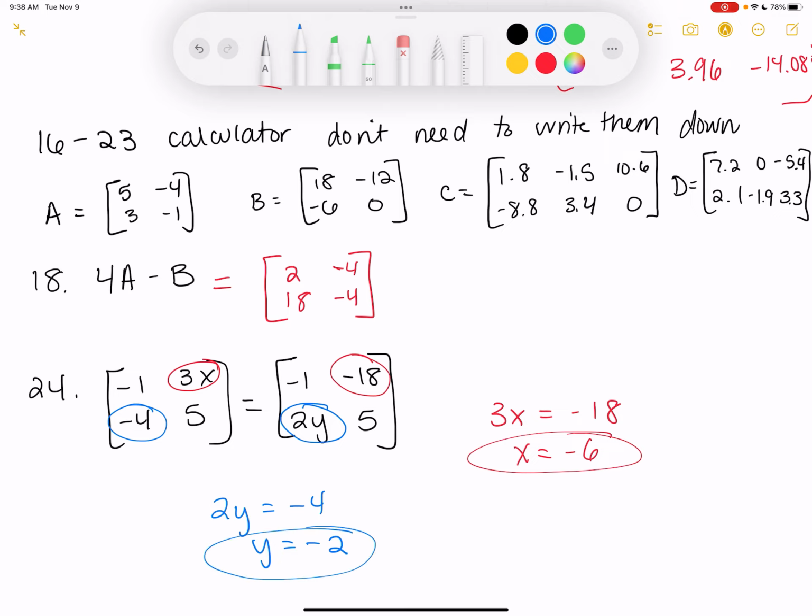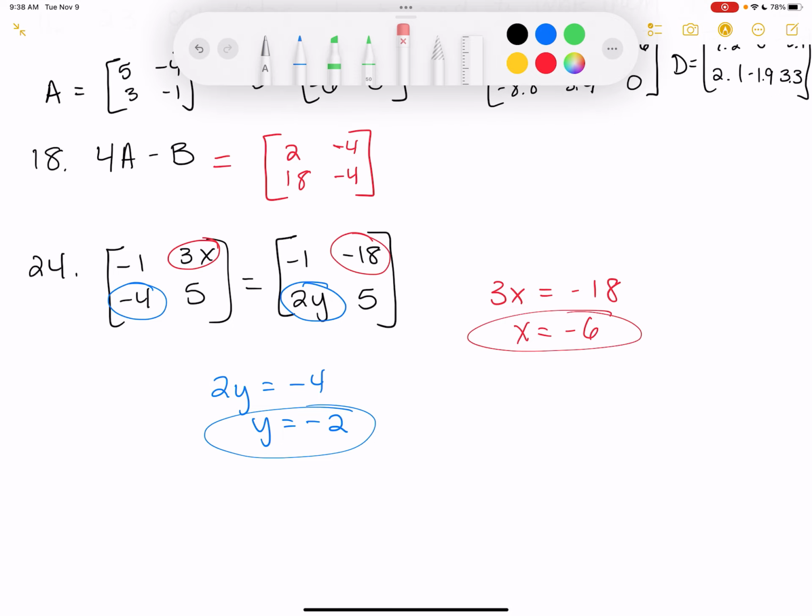Wait, so what happens if they're not the same? Then you're not gonna be able to do it. If you have two matrices that are equal to each other, they're the same dimensions, then they're always going to be equal in the spots. If I gave you all of them with a variable in them, you still could have solved it, because with the same dimensions, they have to be equal in the spots.